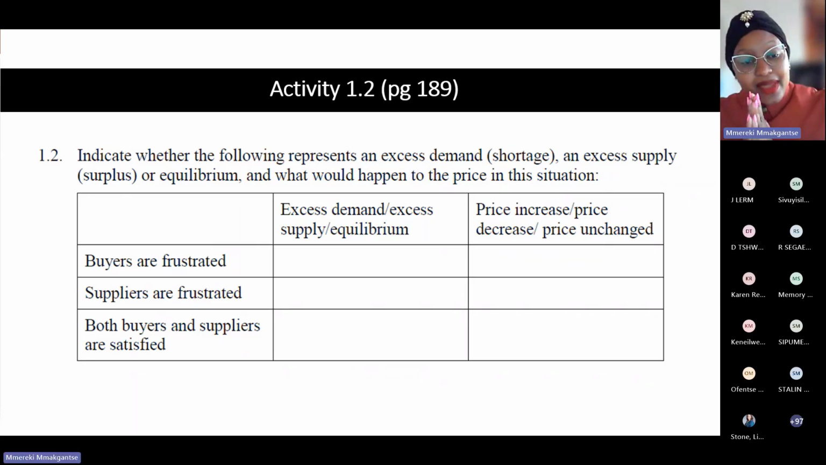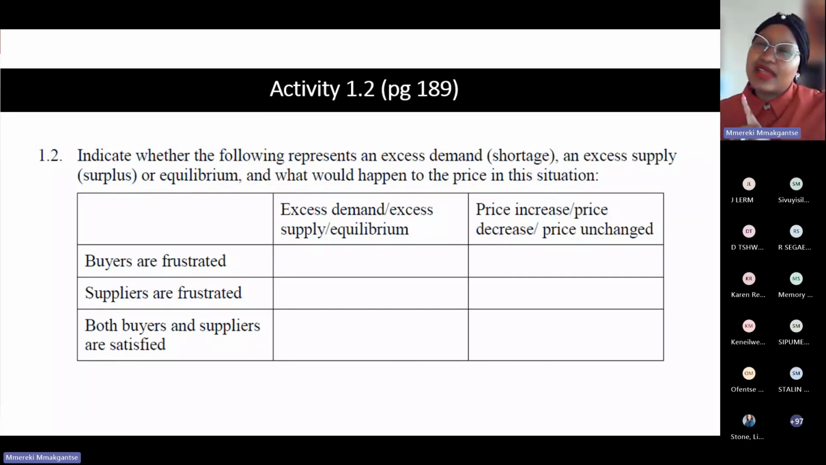Now, number 2, suppliers are frustrated. If suppliers are frustrated, do we have excess demand, excess supply, or equilibrium? When suppliers are frustrated, you are correct if you said excess supply. Suppliers, supply. It's easy, the name sounds the same. It's like producers. Sometimes they can say producers are frustrated. You must remember they are producing something.